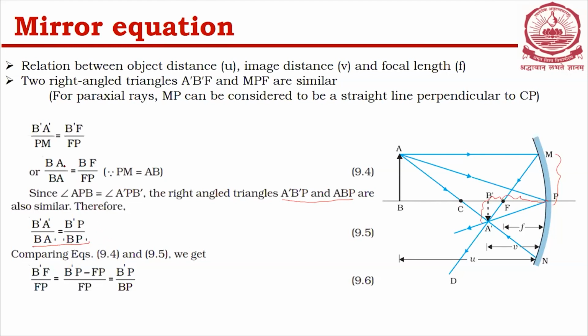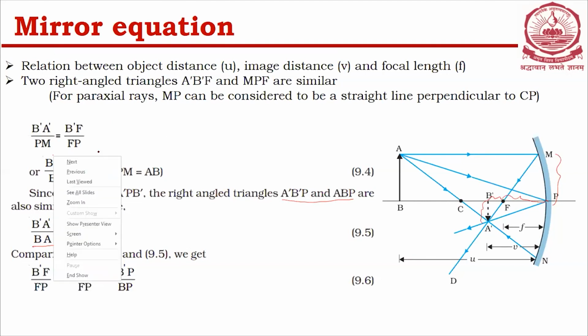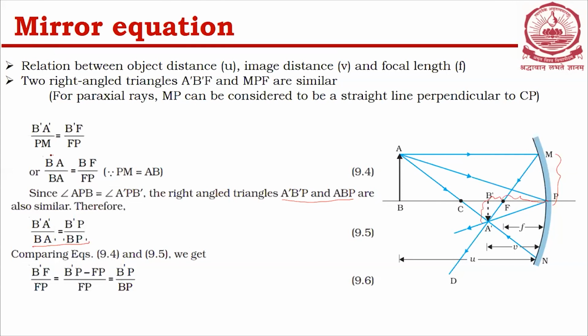So you can compare these two relations. B dash A dash divided by BA, because PM is nothing but BA, equals B dash F divided by FP. These are the two equations, 9.4 and 9.5. When you compare them, you get B dash F divided by FP, which is equal to B dash P minus FP divided by FP, which is equal to B dash P by BP.